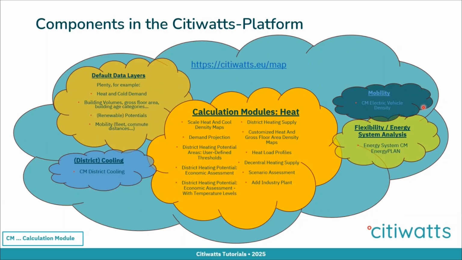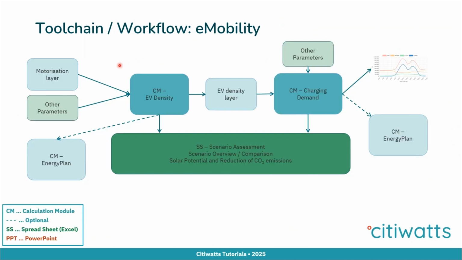The Citiwatts platform contains two calculation modules for aspects of eMobility planning. The first one helps you to derive the density of electric vehicles and their charging demands. This module works on a rather high level in the NUTS 2 region, to for instance assess commuting between cities and regions, based on different methodologies.